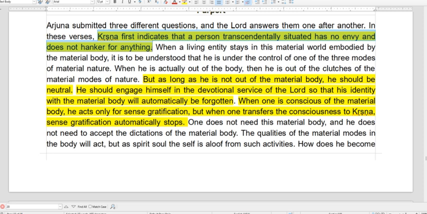And does not hanker for anything. Did Prahlad Maharaj go after anything? No. Right? So he was above the three modes. That is one example. Any other example? Prahlad Maharaj is one.